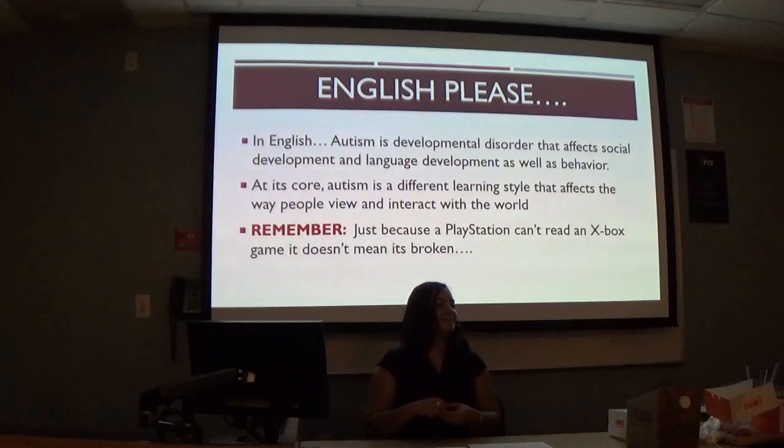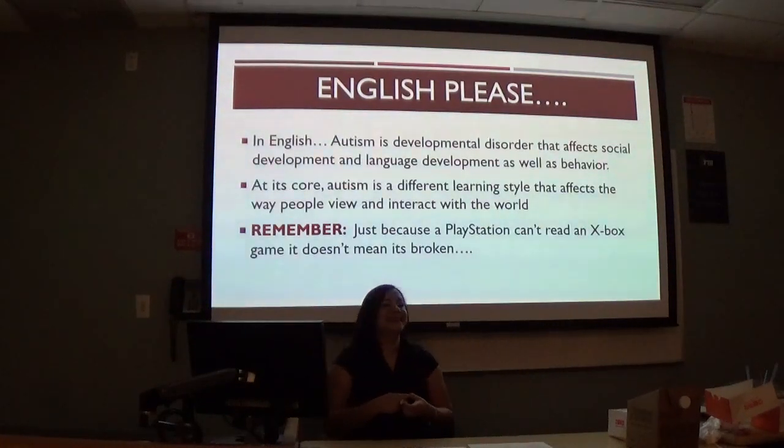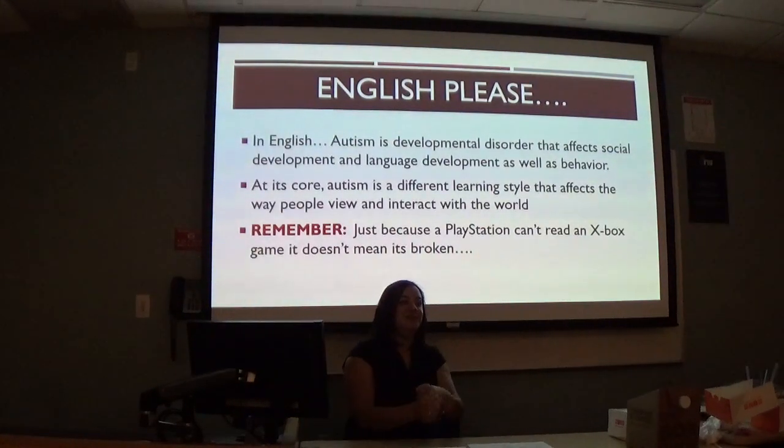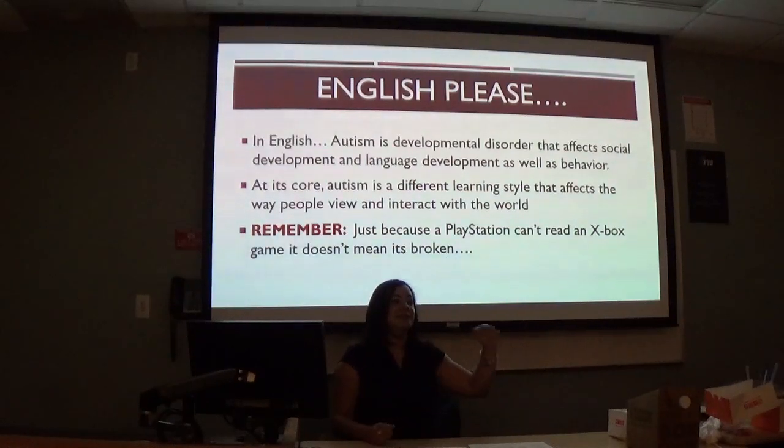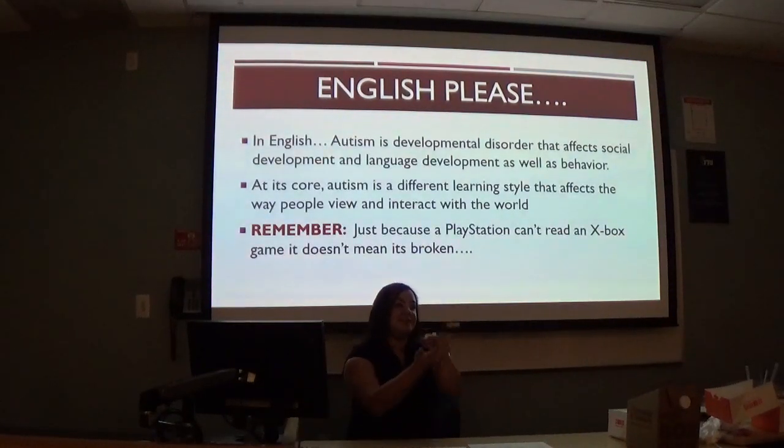So in English, basically, autism is like a sandwich. You need 3 components for it to exist. There needs to be a deficit in social development, in language development, as well as in behavior. So without that sandwich, maybe you fall into a different category, but that sandwich in total is what makes autism.